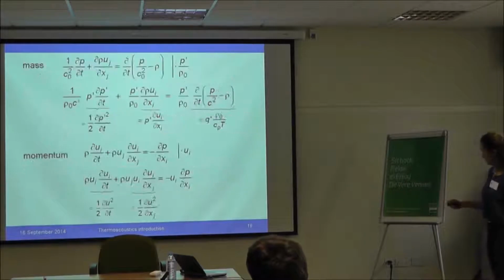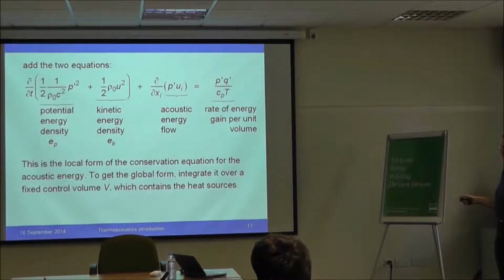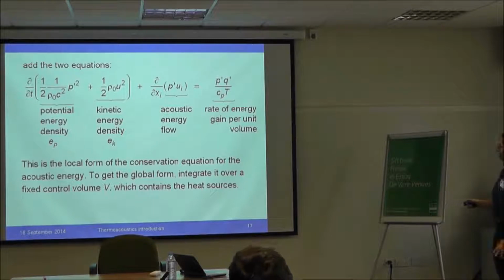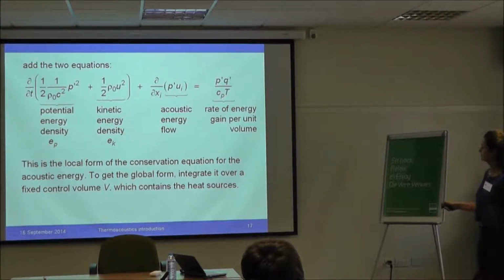Right, so we have these two more complicated forms of our conservation equations, and we add the two, and if we rearrange the terms nicely, we get this equation, which has a very direct physical interpretation. So in the first term we have a time derivative of two terms here. I'll start with this term because that's easier to interpret.